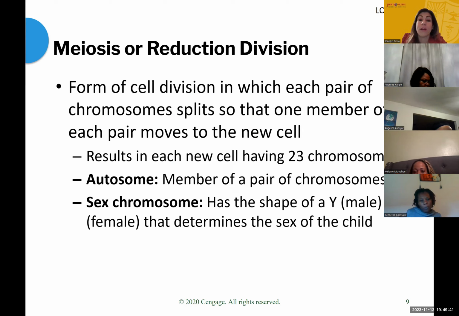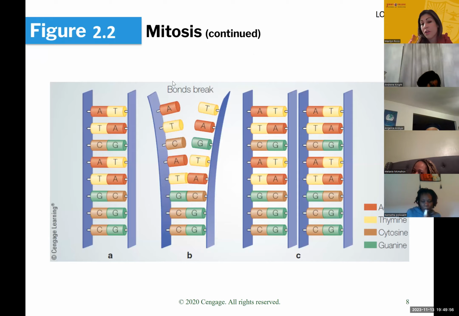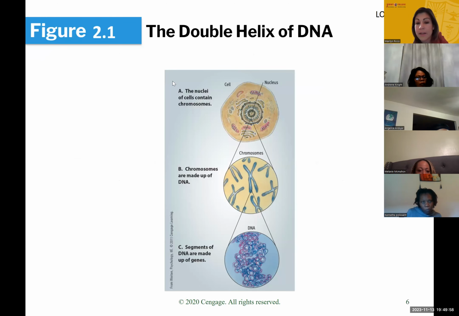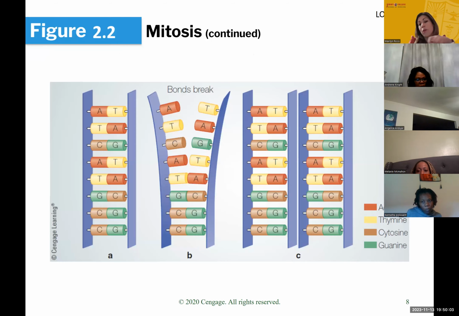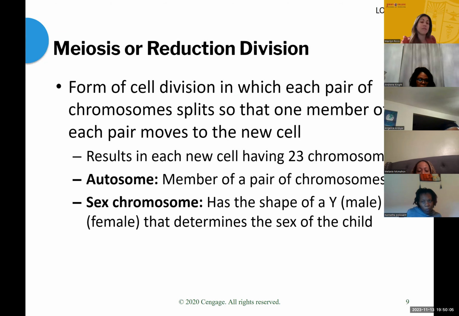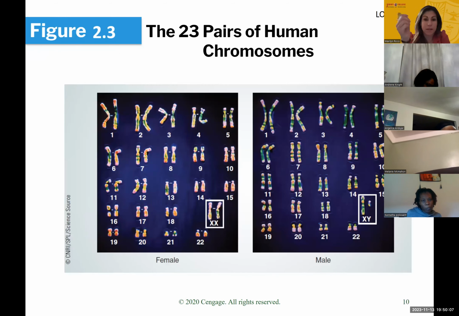And then the autosomes are the members of the pairs of those chromosomes. Sex chromosomes have the shape of a Y, which is for male, and X for female, and they determine the sex of the child. So you can see that, and you'll see in the chromosomes, we have the X, and they'll have various shapes. We'll go into the textbook, and later in the slides, you'll see the different forms of them. But here it is, and you can see how they look. The 23 pairs of human chromosomes, and then you look at the female and then the male.